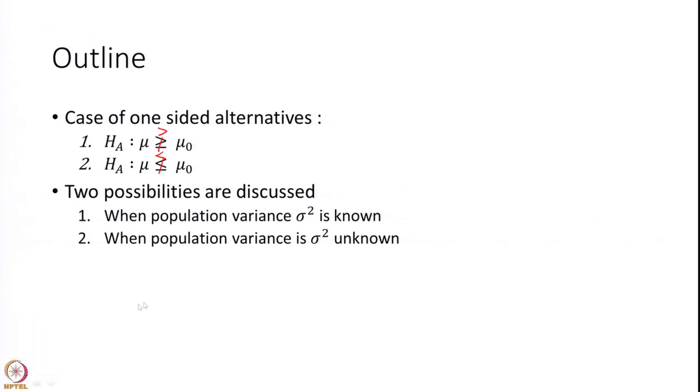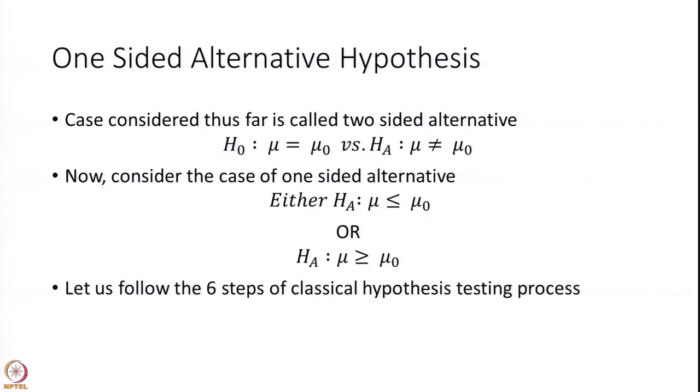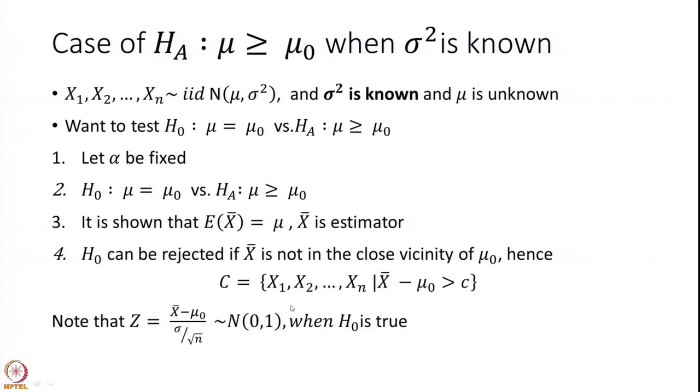So again we are taking the two possibilities under the normal population assumption, that variance is known and variance is unknown. With the one-sided alternative hypothesis, you have either this or this, and we will follow the 6 steps of classical hypothesis testing. So let us take the case when sigma square is known, mu is unknown, and we are assuming normality, that is the population is normal with mean mu and variance sigma square.